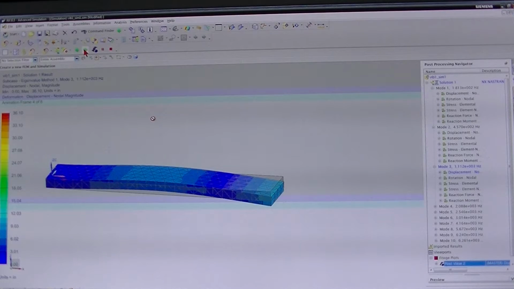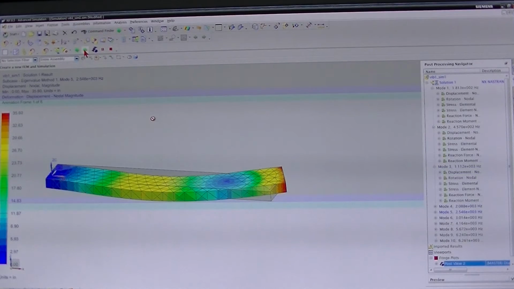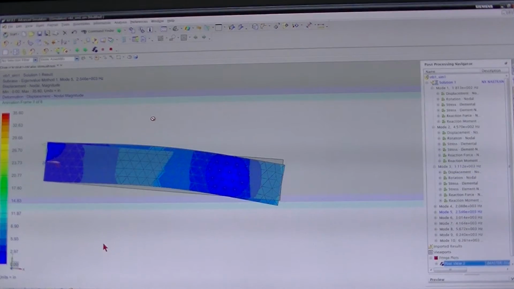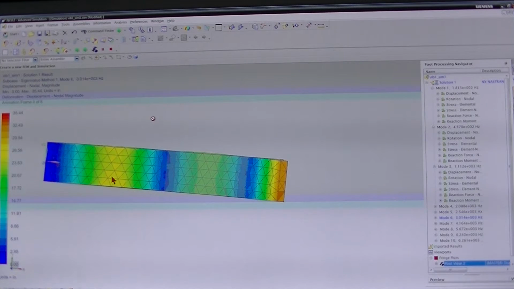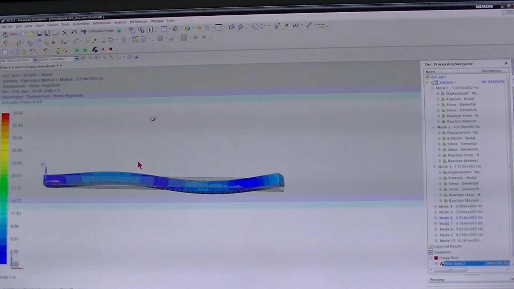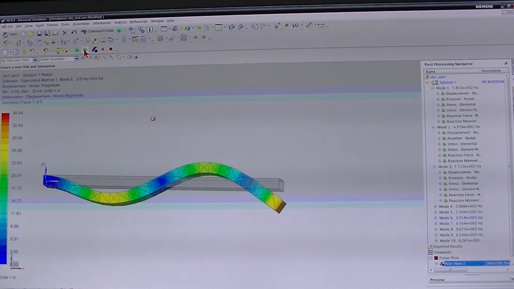All right, so that's that. There's the first torsional mode. This is our second lateral bending mode. What is this? That's like our third torsional mode, right?